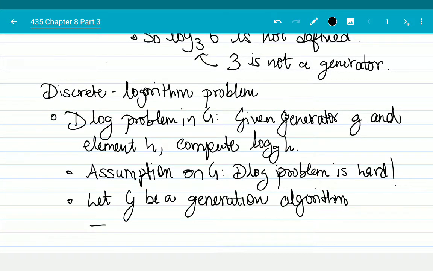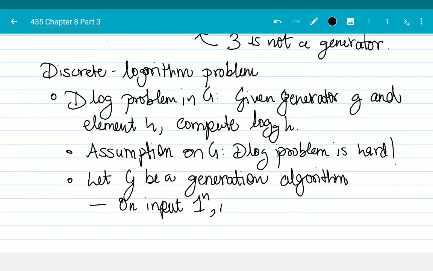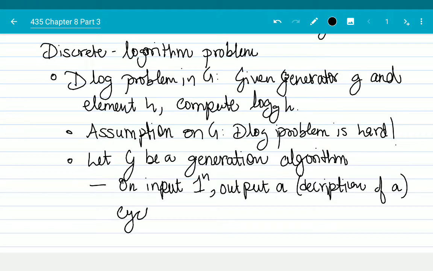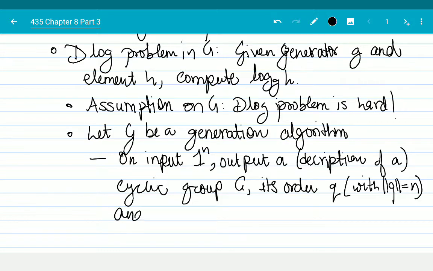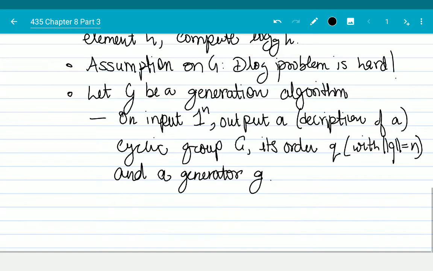Okay. On input 1 to the n, output a description of a cyclic group G, its order q, with the order of G equal to n, and a generator g of G.